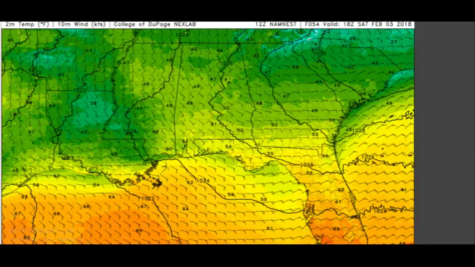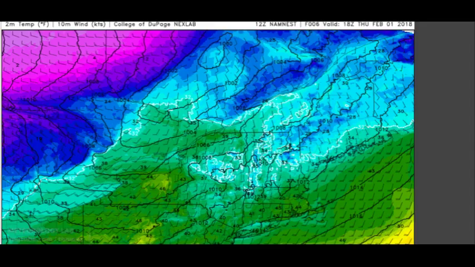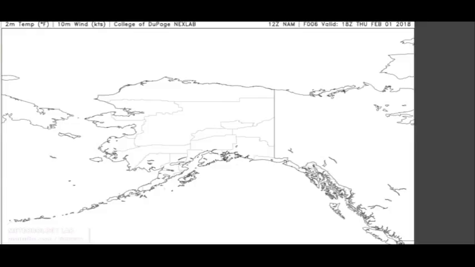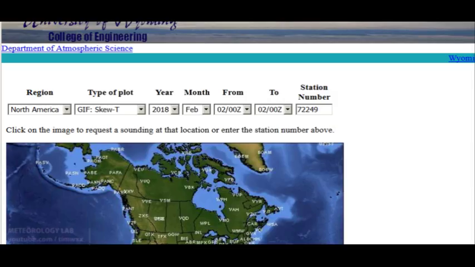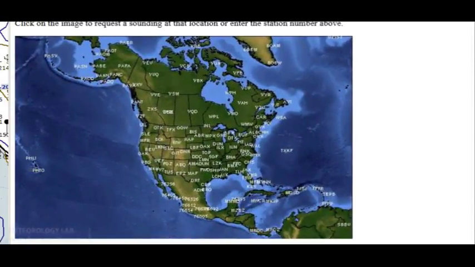Okay, so now we've got a pretty good grounding in what's happening with the air masses. We know where everything is. Talking about it verbally really helps set that in our mind. So let's check out a couple of soundings, and probably a good one to start with is going to be Minneapolis.